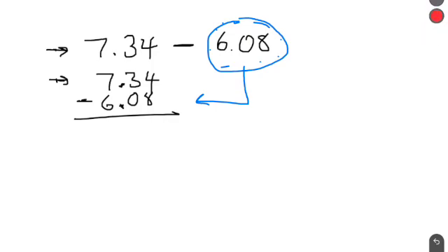4 minus 8 is impossible to do. So what we do is we borrow 1 from the 3, it becomes 2, and the 1 that we borrowed, we take it over to the hundredths spot, so the 4 now becomes 14. 14 minus 8 is equal to 6. Now we look at the 2, and we say 2 minus 0 is equal to 2. You bring down the decimal point, and then we say 7 minus 6 equals 1. And so that would be the answer.